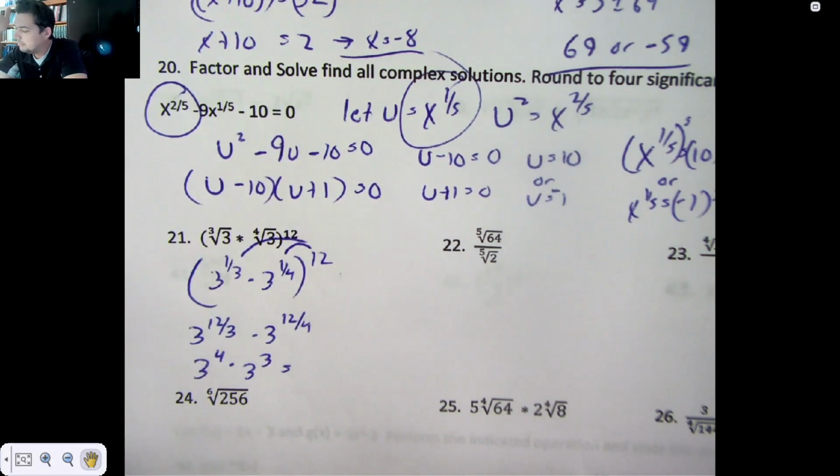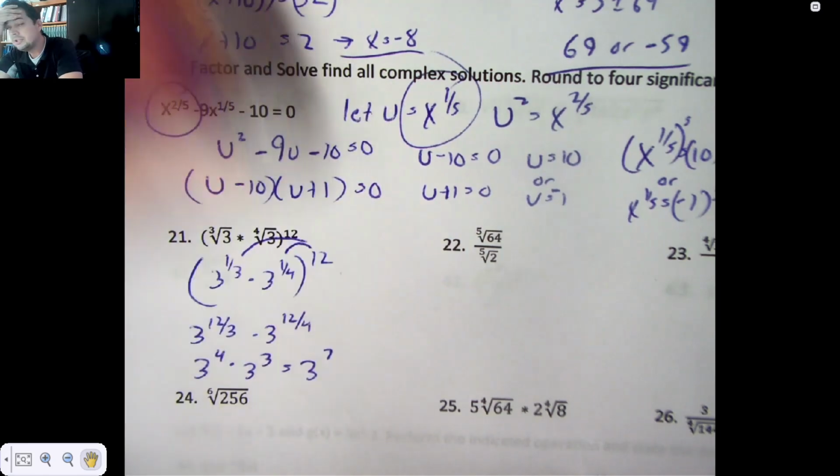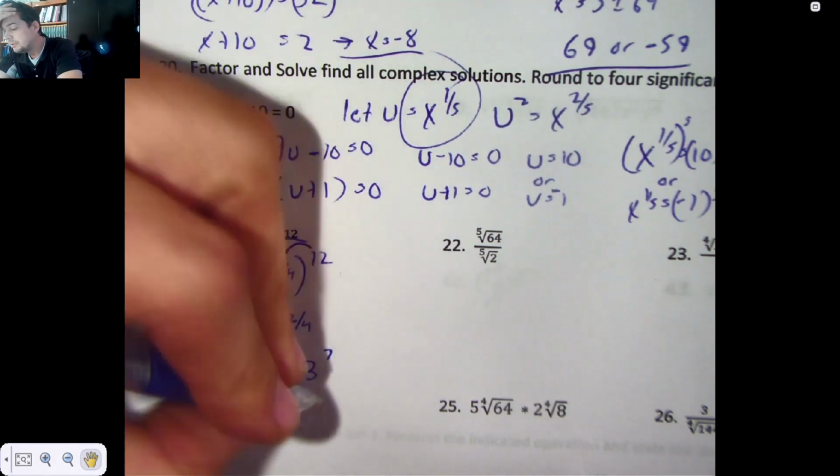And I don't care what the actual number is on too much of these, but this ends up being 3 to the 4 plus 3, which is 3 to the 7th, which is a gigantic number. I'm not even going to write it down. I'm just going to stop right there.